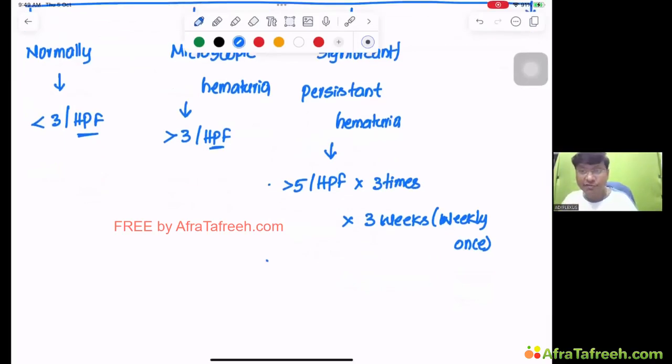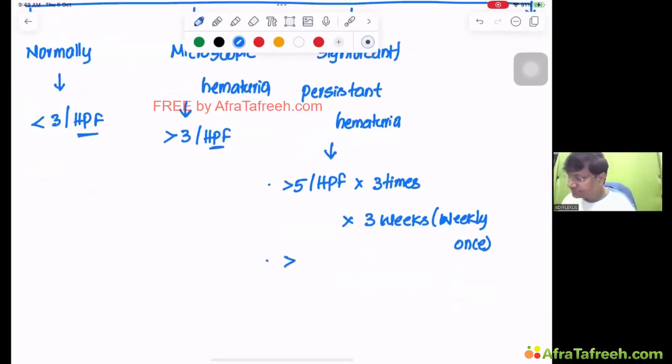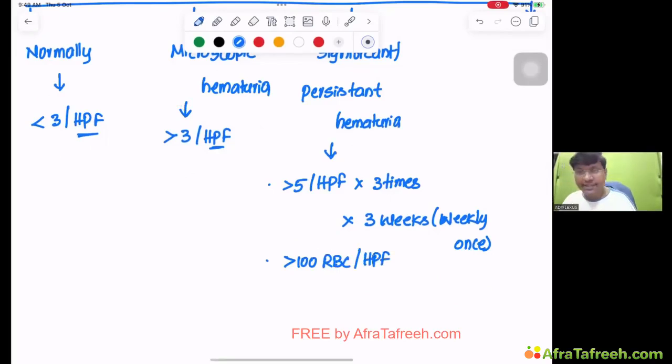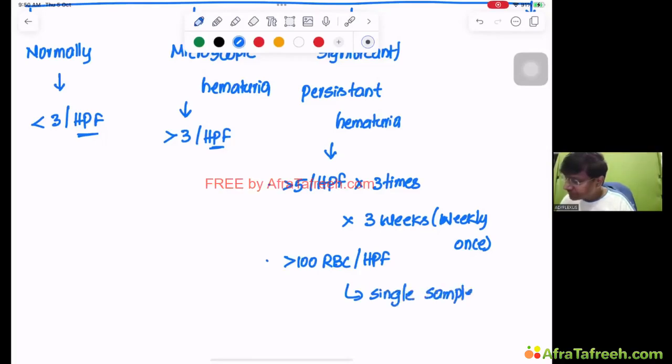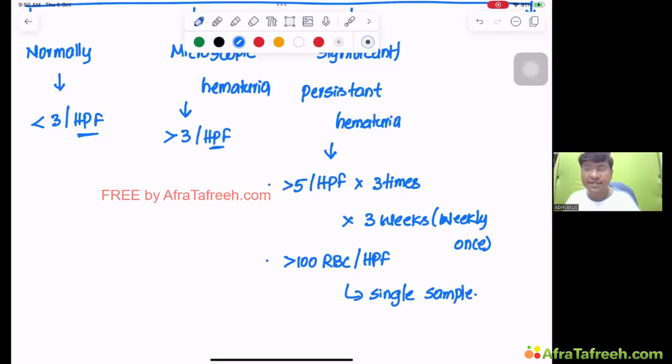Another definition of persistent hematuria is, if the number of RBCs is more than 100 RBCs per high power field in a single sample, then also we consider it as significant or persistent hematuria.